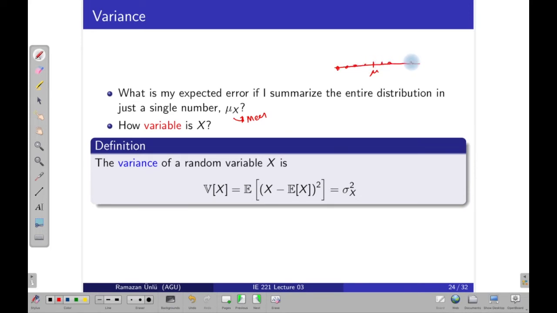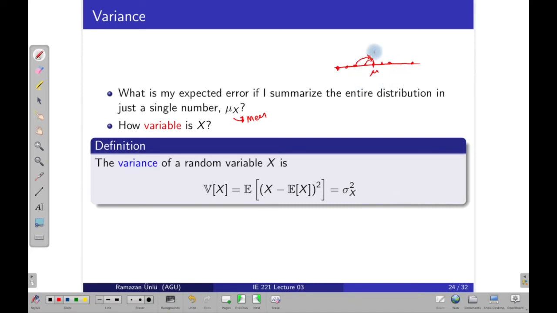Okay, and I want to calculate how far these points are from the mean of all the samples. So for example, this point is far from the mu, as is this one and that one. So how can I calculate this?